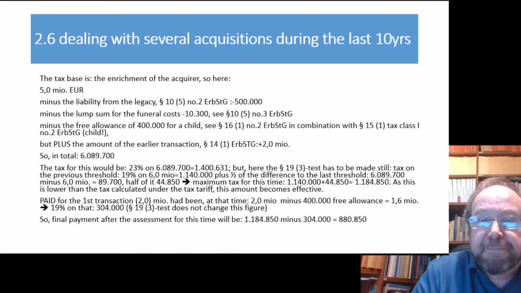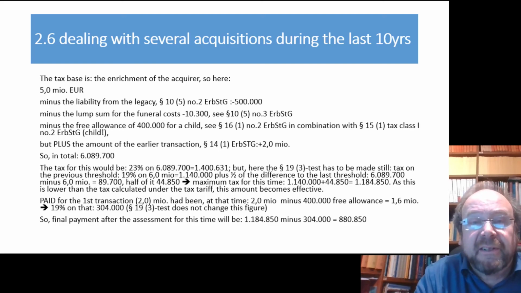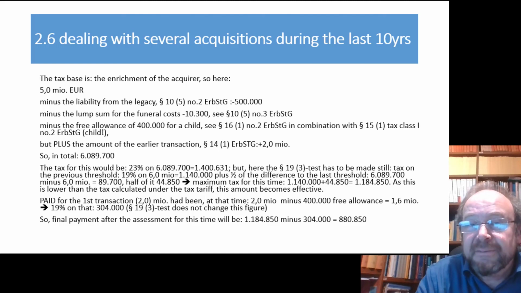And then the ominous paragraph 14 comes and says, okay, and then please add up the former donation, because that happened between father and son, so the same two persons, within the last 10 years. So we add this up, and if I'm not completely mistaken, we end up with the taxable amount of... Oh, that seems to be wrong, isn't that? No, seems to be right. 500,400, yeah. 6,089,700. Now we look to the tax tariff table and find 23%. That leads to 1,400,631. Now the last threshold is 6 million, and so we would have, as we always must do.